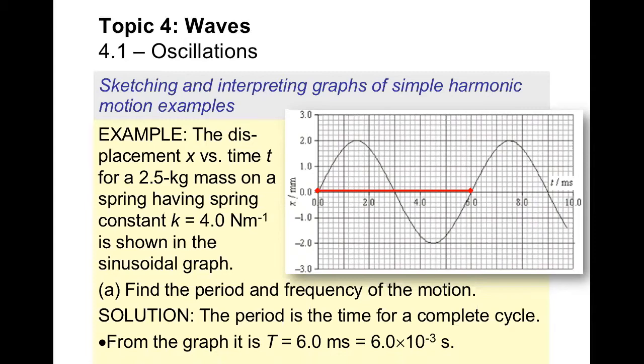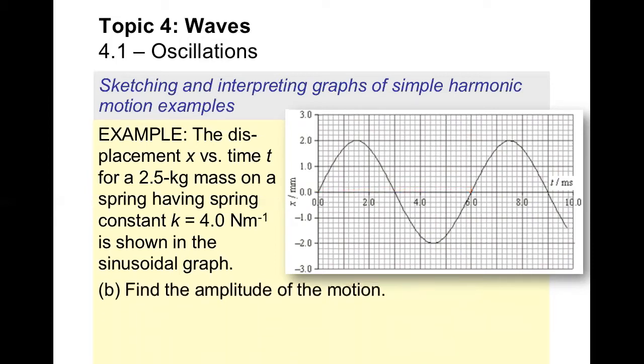How about the frequency? We know that the period is inversely proportional to the frequency. That means that f is equal to 1 over T, or equal to 1 over 0.006, and that is equal to 170 Hertz. And you know that Hertz is the SI unit for frequency.